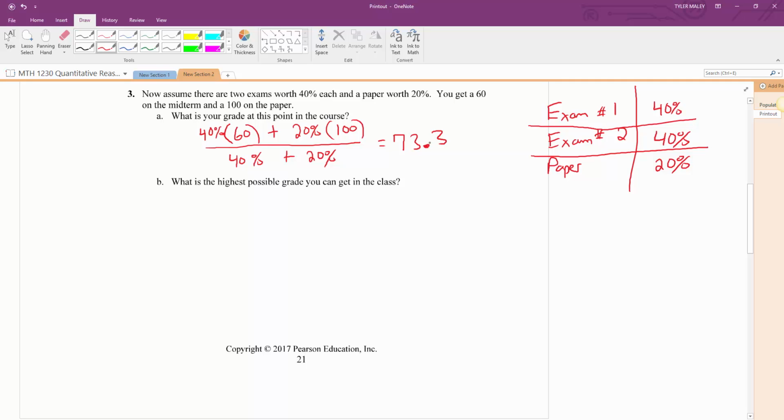Part B asks now, what's the highest possible grade you can get in the class? In other words, we still have exam 2 to take, but what's the highest possible grade that we could finish with, given a 60 on the midterm and 100 on the paper? So we just pretend that we got 100% on exam 2. We could just fill down what we have in part A so far, because those weights and data points are going to be the same.